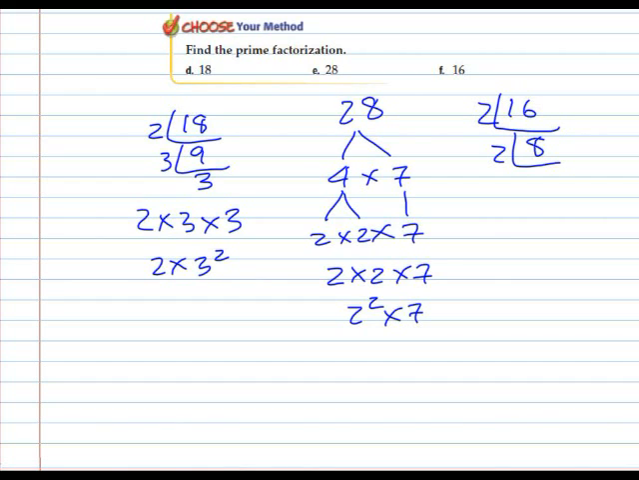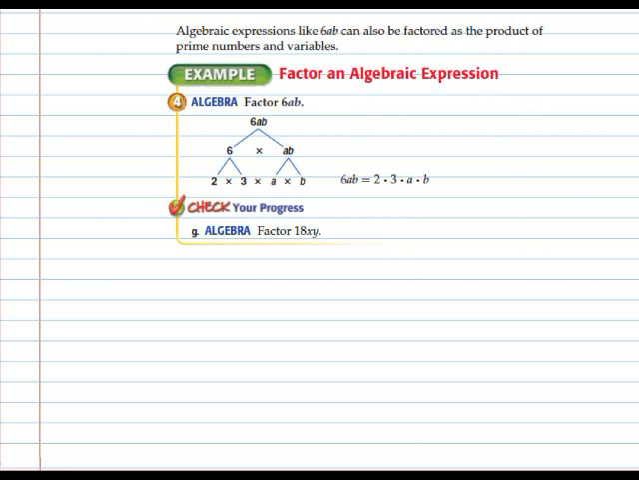16, divide by 2, get 8, divide by 2 again, get 4, divide by 2 again, get 2. 16 is 2 to the 4th. Algebraic expressions like 6ab can also be factored as the product of prime numbers and variables.